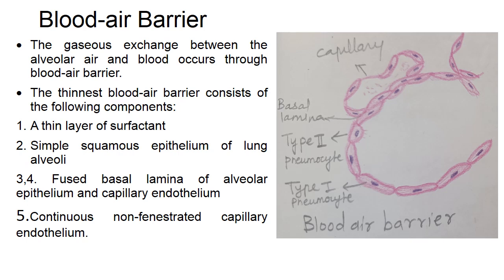Now the adjacent alveoli intercommunicate with each other through interalveolar septa. In these septa, alveolar pores are present. Interalveolar septa consist of two thin squamous epithelial layers, and this helps in intercommunication between the alveoli.